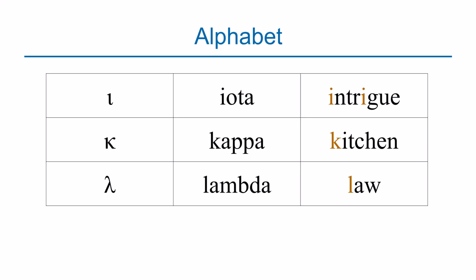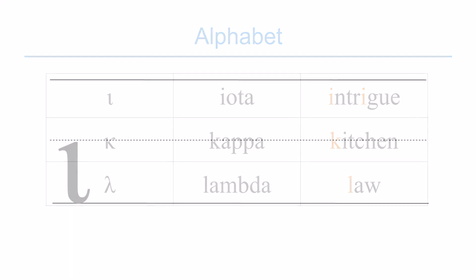The next one is kappa. Kappa sounds like K for English, and so it has that K sound as in the word kitchen. The next one is lambda. Lambda is pronounced like the L sound as in the word law. That L sound for English is how you pronounce the word lambda. And so let's look at how these 3 are written.